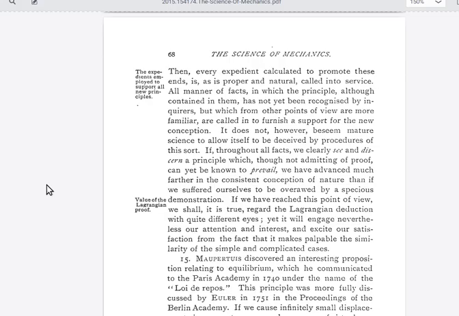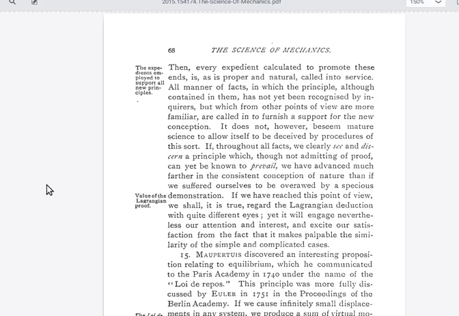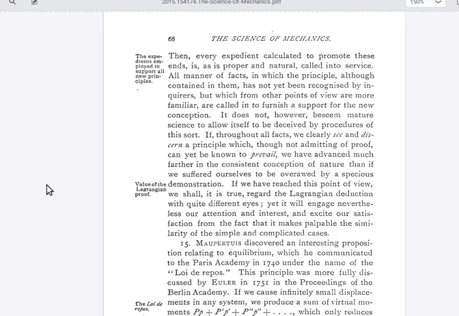All manner of facts in which the principle, although contained in them, has not yet been recognized by inquirers, but which from other points of view are more familiar, are called in to furnish a support for the new conception. It does not, however, beseem mature science to allow itself to be deceived by procedures of this sort. If, throughout all facts, we clearly see and discern a principle which, though not admitting of proof, can yet be known to prevail, we have advanced much farther in the consistent conception of nature than if we suffered ourselves to be overawed by a specious demonstration.